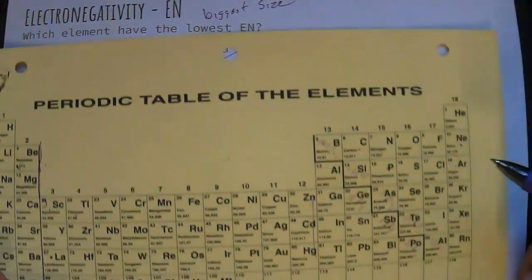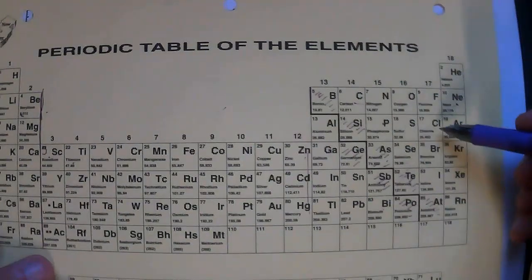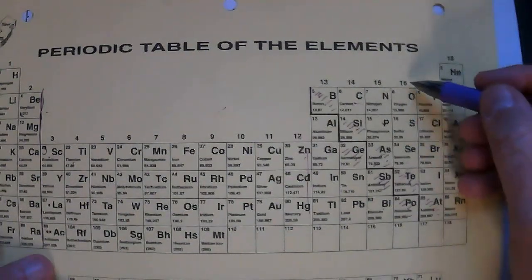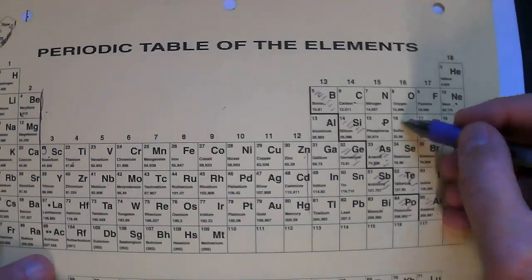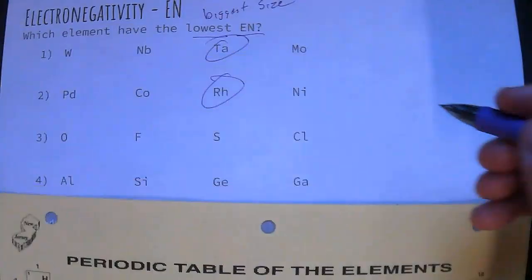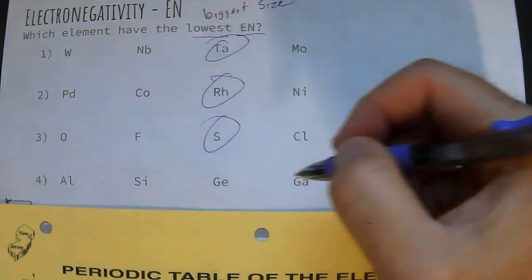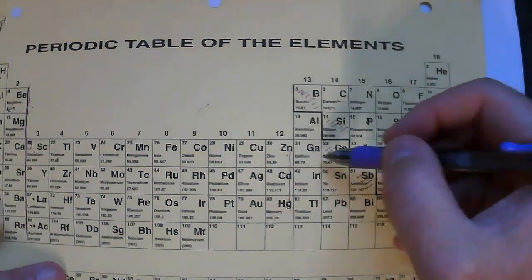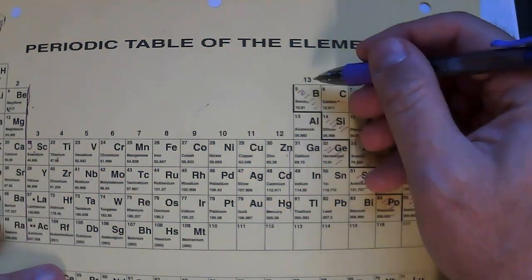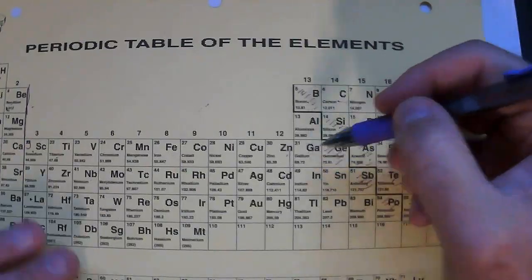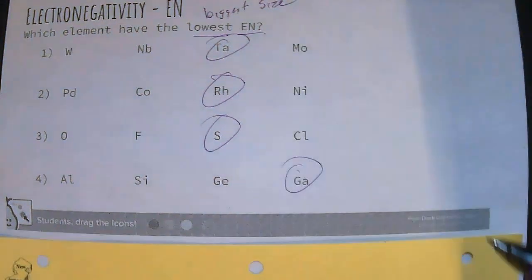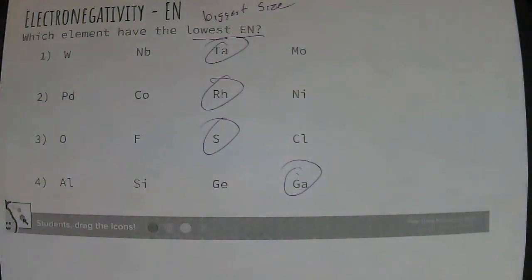O, F, S, Cl. The one that's the biggest is S. It's the furthest down and furthest to the left. Al, Si, Ge, Ga. Again, the furthest down, Ga. So that's electronegativity. There we have it.